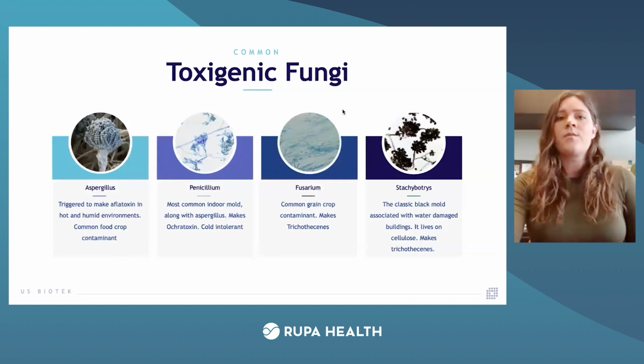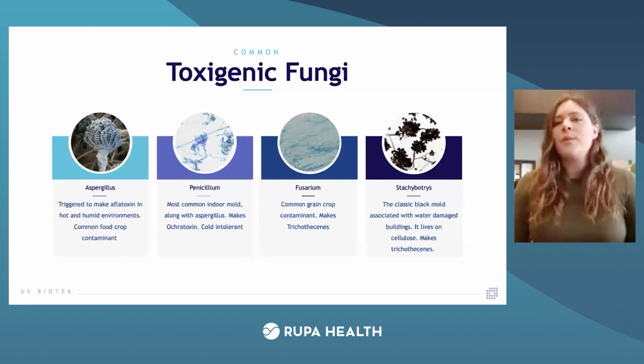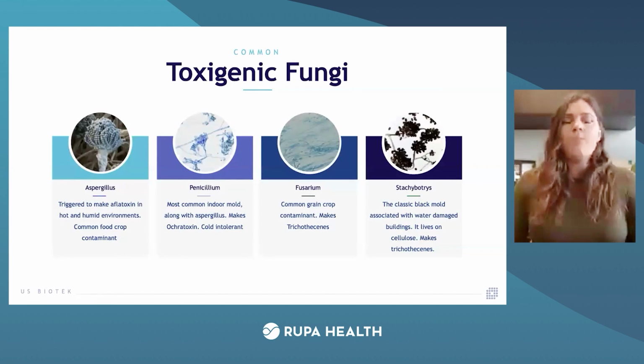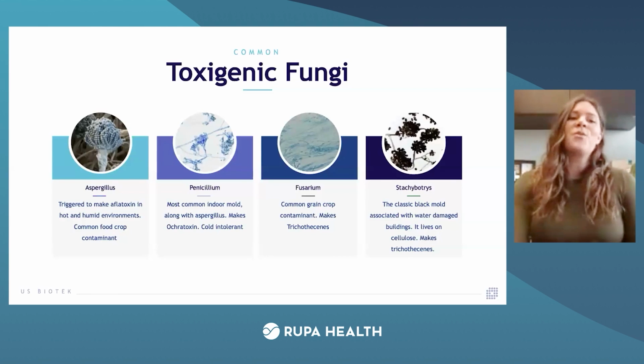So here's a list of some of our most common toxigenic fungi. I just have 4 listed here. Starting with Aspergillus, this is a really common species of mold. Most people know Aspergillus because it is one of the few fungi that cause human pathology, aspergillosis, caused by Aspergillus. This guy makes aflatoxin, which we tend to think of as the worst of the mycotoxins.